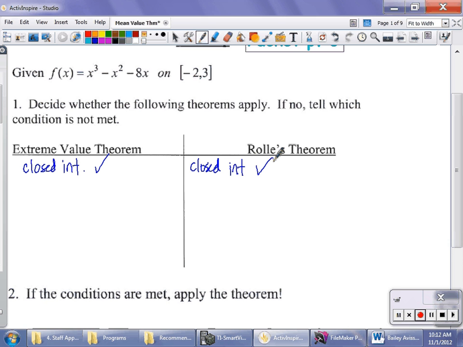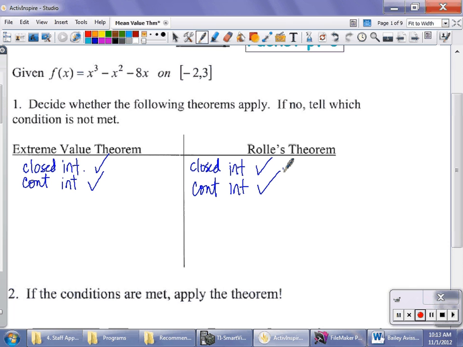You also have to have a function that's continuous on the open interval. And this is a power function, so it is continuous on the interval, and the same thing is true for Rolle's theorem. It's continuous on the interval. Now for the extreme value theorem, we can stop because there are only two conditions, so the criteria is met.